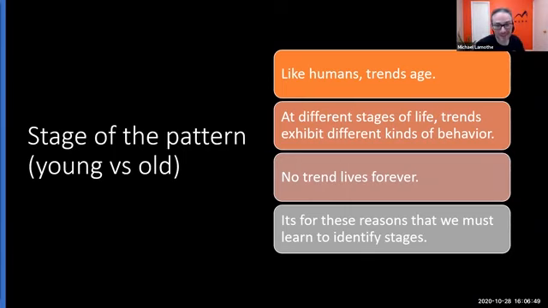No trend lasts forever. And it's for these reasons that we really do need to learn how to identify not just the patterns themselves, but what stage this stock is in.